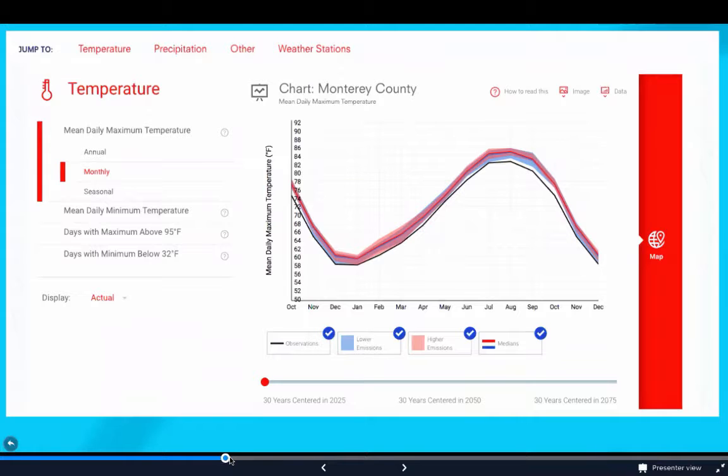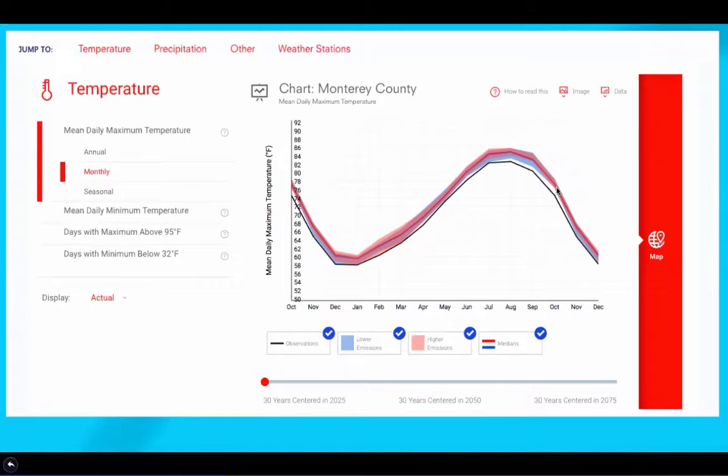So what was the average temperature in October? Well, I've got to find October. I'm up and I can see, okay, it was about 76. Okay. That's the current measurement.